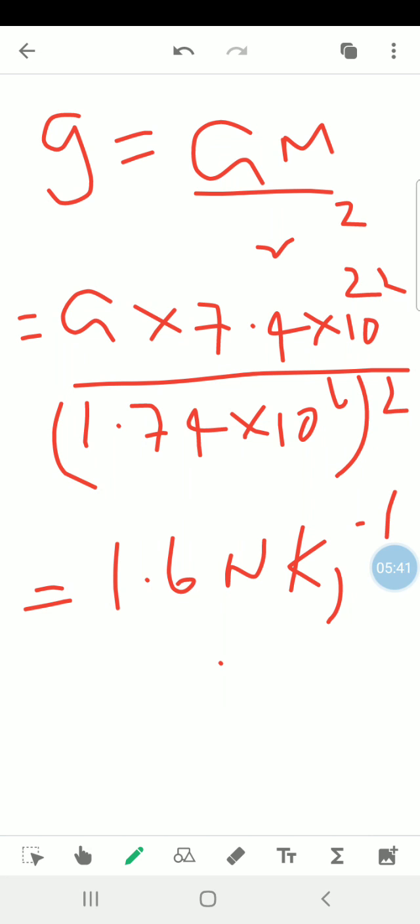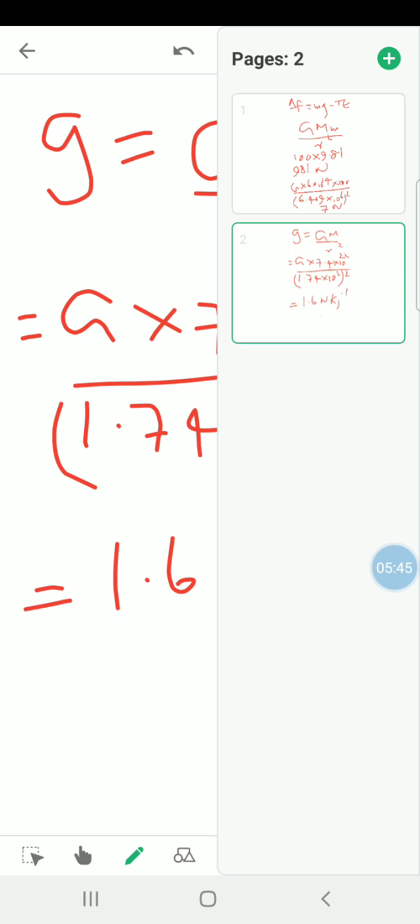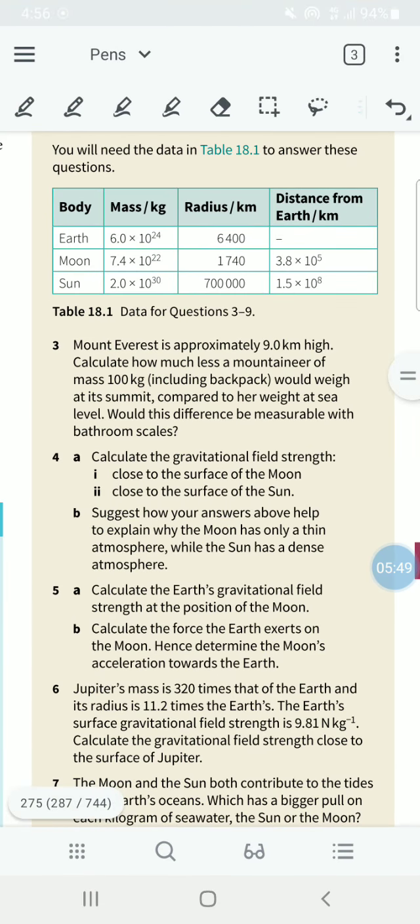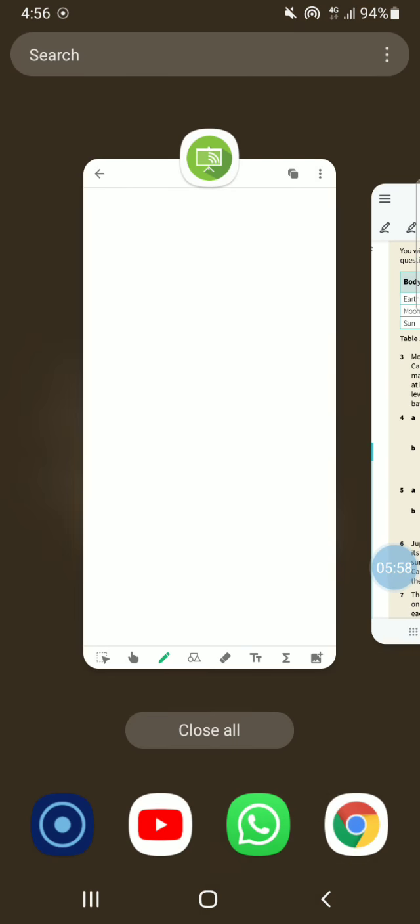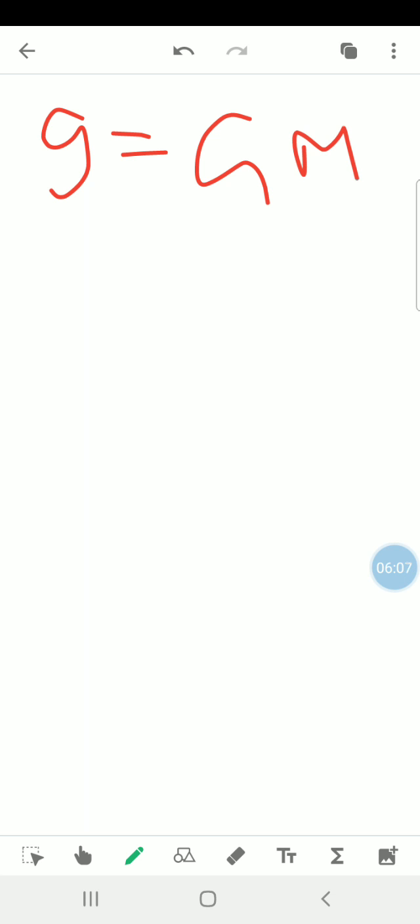Now part 2 is close to the surface of the sun. They have given the sun's mass as 2 times 10 to the power 30 and radius as 700,000 kilometers. So let's use those details to find out the gravitational field strength. Once again, we use the equation g equals GM upon r squared.